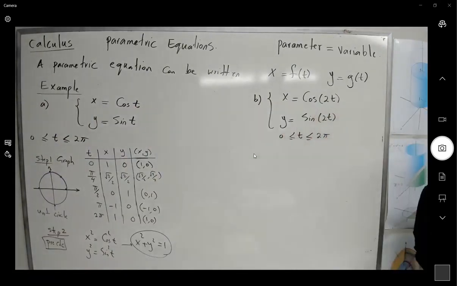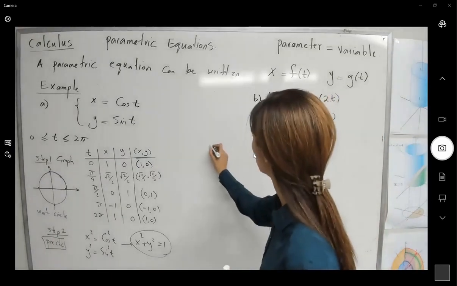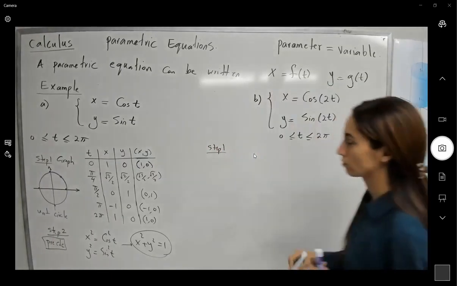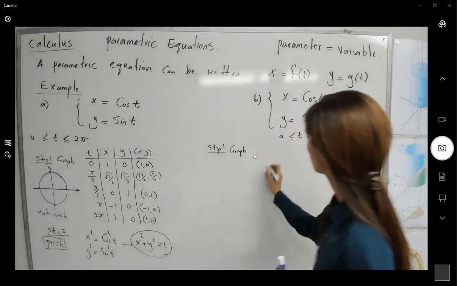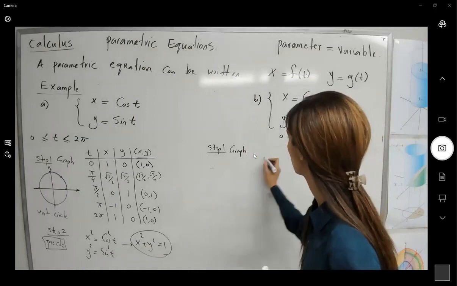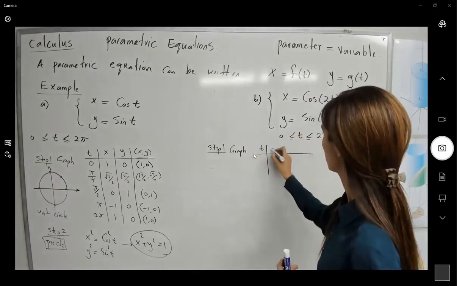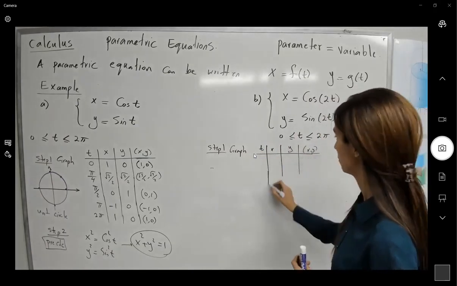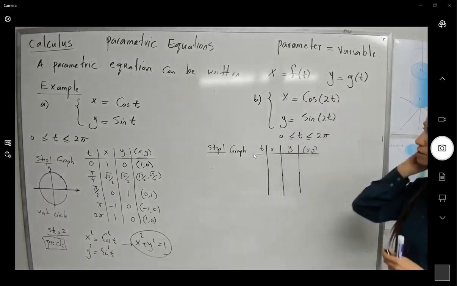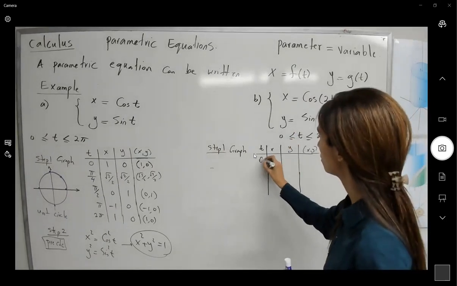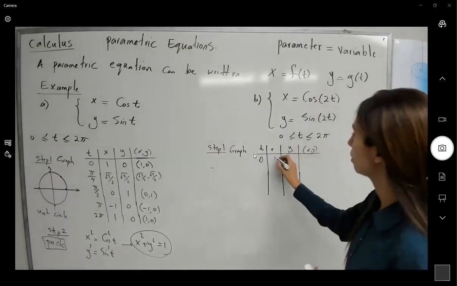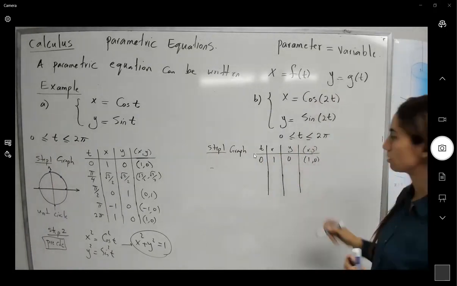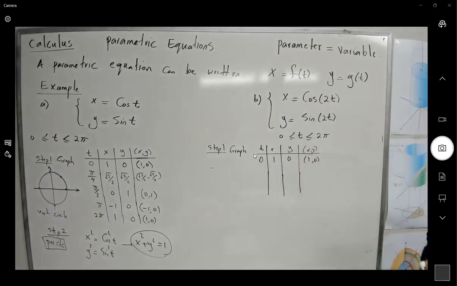What about this one? What's the difference between A and B? Okay, let's see. First, graph it, step 1. Here I have my t, x, y, the position x and y. T is equal to 0, and my x is equal to 1, my y is 0, 1 and 0. This is the starting point, which is similar to the previous one before.